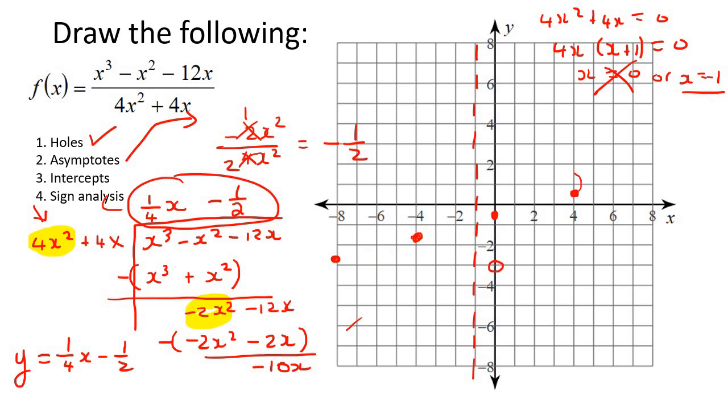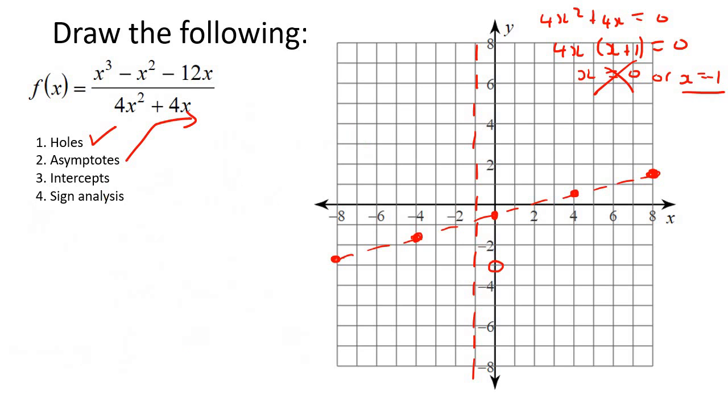And then let's do this one. Up 1 and then 4 to the right. 1, 2, 3, 4. So there's our slanted asymptote. So all the asymptotes have now been completed. So now we need to do intercepts.